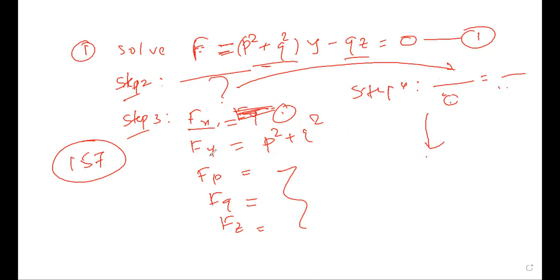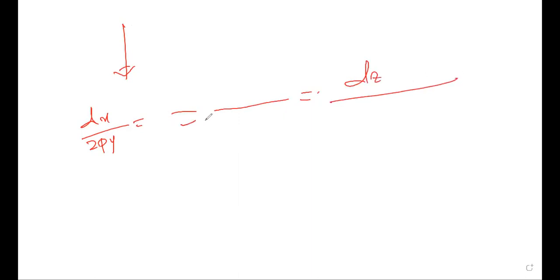I'll erase this window. Okay, I'm not going to give you the full answer. Doing all the steps, you will have dx over 2py like this, dz over whatever you fill in, and so on: 2p squared y plus 2q squared y minus z cubed.